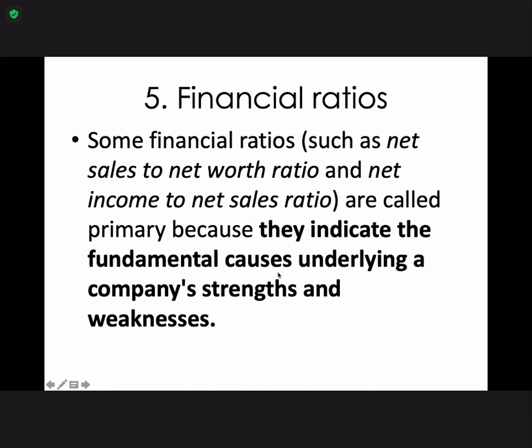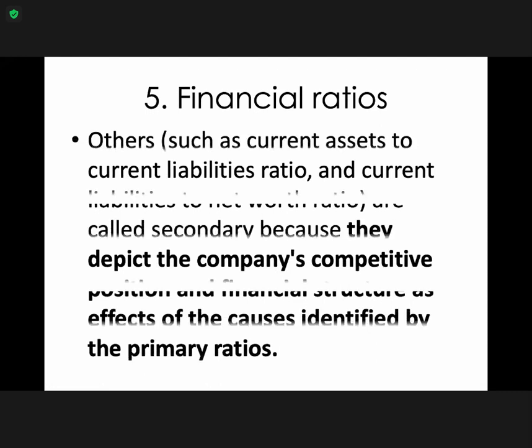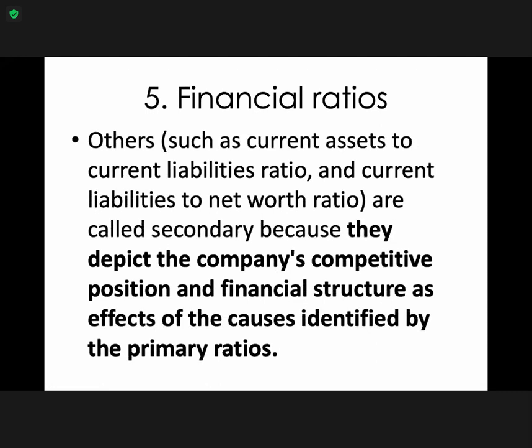Through these ratios, they can assess the strengths and weaknesses of the company. And some others, such as the current ratio and the current liability to net worth ratio, are called secondary because they describe the company's competitive position and financial structure as effects of the costs identified by the primary ratios.